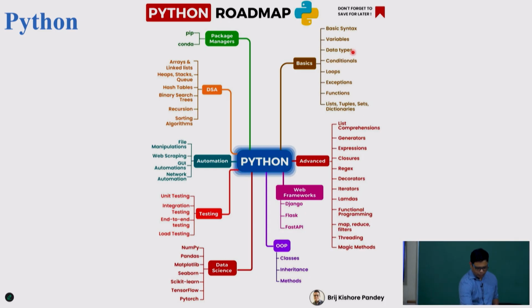For example, what are variables, data types, loops, functions, lists. If you are advanced, you might need generators, regex is pretty good, lambda functions. Once you have made the model and you want to share it with the world, you might have to make an app, right? And nowadays there are multiple frameworks like Django, Flask, FastAPI.